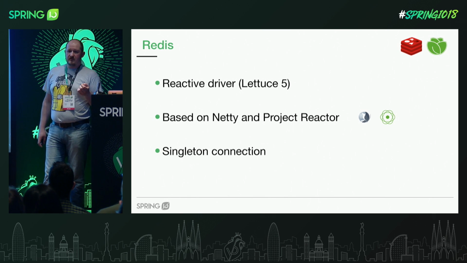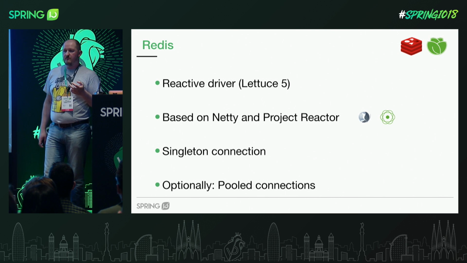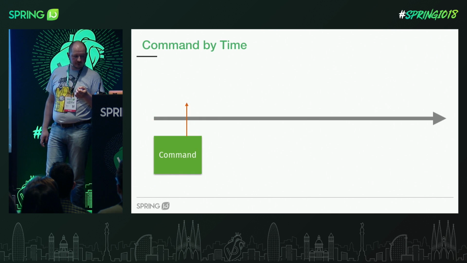Typically, it uses a singleton connection because Redis is a single-threaded database. But if you want to, you can also use pooled connections. That's typically the case when you are dealing with Redis transactions, or with blocking Redis commands that block the connection.